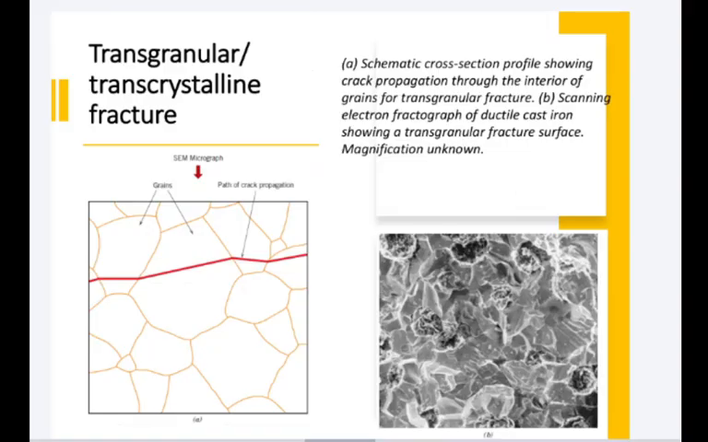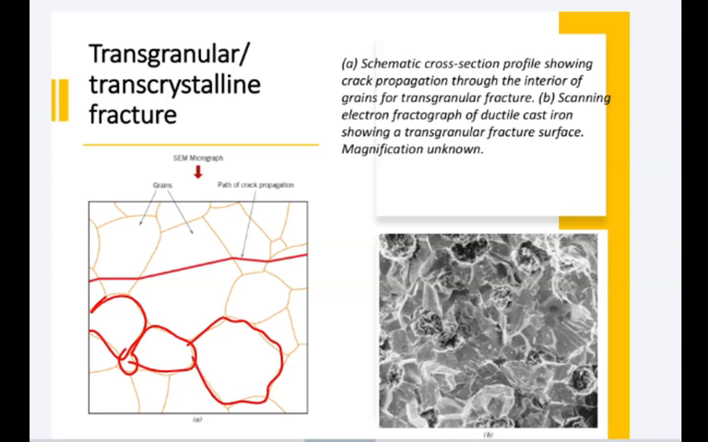One more very important thing. We have two other types of fracture, which occur mainly in crystalline materials, right? One is transgranular and one is intergranular. For the transgranular fracture, we discussed in the crystalline structure that if you look at the microscopic structure, you will see different grains under the microscope. So this is one grain, this is another grain, right? So these are the grains.